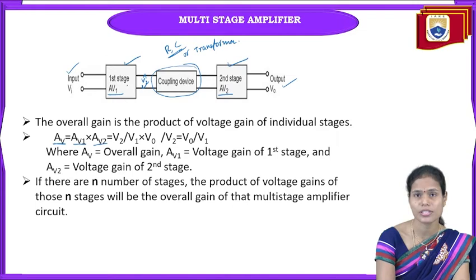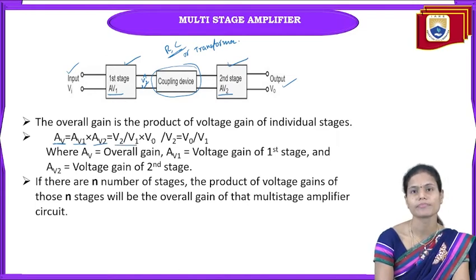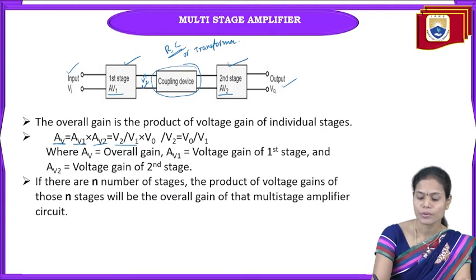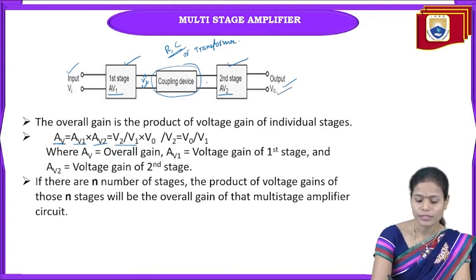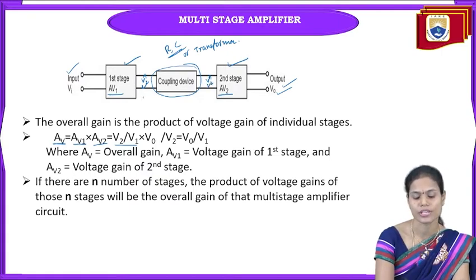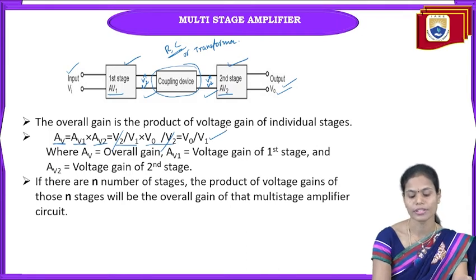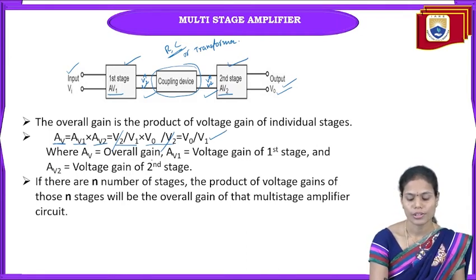So for the first stage, the voltage gain is V2 by V1, multiplied with the second stage, whose output voltage is V0 and input voltage is V2, coming from the output of the first stage. So here also V2 and here also V2. The gain of the second stage is V0 by V2. If we find the overall voltage gain, V2 will get cancelled, giving V0 by V1. So AV is the overall voltage gain, AV1 is the gain of the first stage and AV2 is the gain of the next stage.